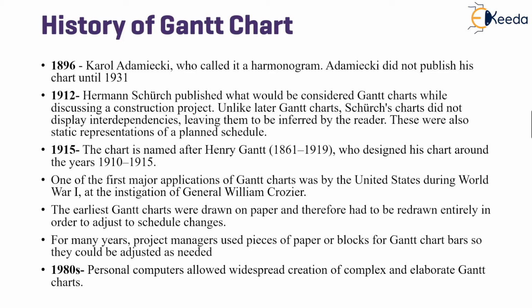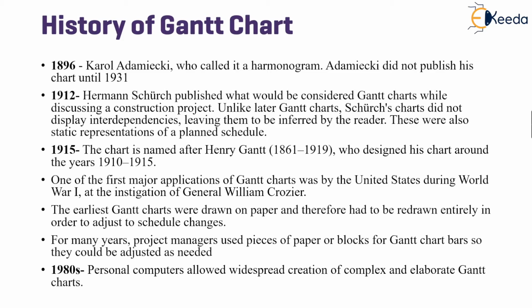In 1912, Hermann published what would now be considered a Gantt chart while discussing a construction project. Unlike today's Gantt chart, Hermann's charts did not display interdependencies, which was left for the reader to infer. These were static representations and they could not be updated. Finally, in 1915 in America, Henry Gantt designed the modern Gantt chart.